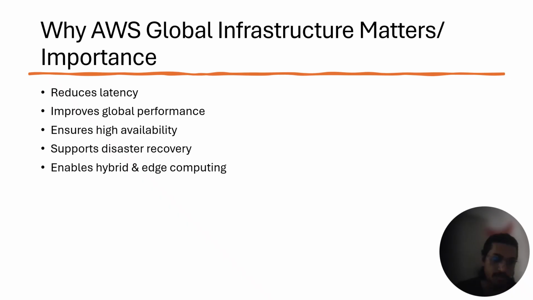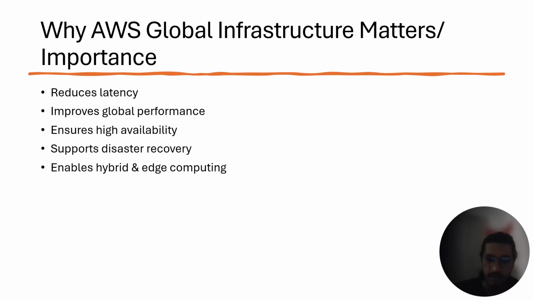Okay, so why is AWS Global Infrastructure important, or why does it matter the most? AWS has data centers all over the world to deliver fast, reliable, and secure cloud services. AWS operates one of the largest and most advanced cloud infrastructures in the world. The services reduce latency, improve users' experience, and ensure that the application remains online even during failures.